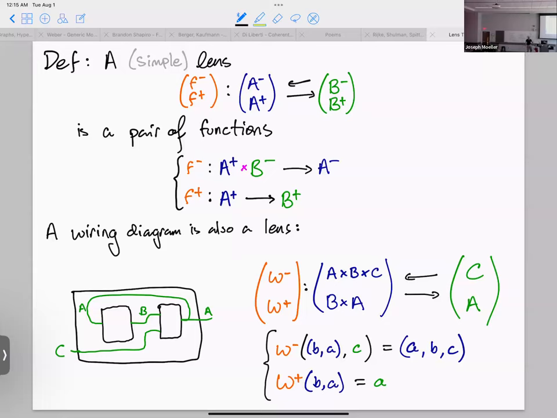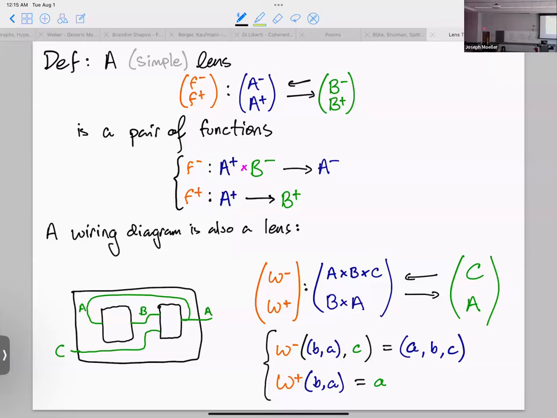So here you can see that I look at my two outputs for the inner boxes. So I have a B maybe coming out on this wire, and I have an A maybe coming out on that wire. And which one of those do I put out to the full outer box? It's the A. So I set this function to yield the A. It just ignores the B.